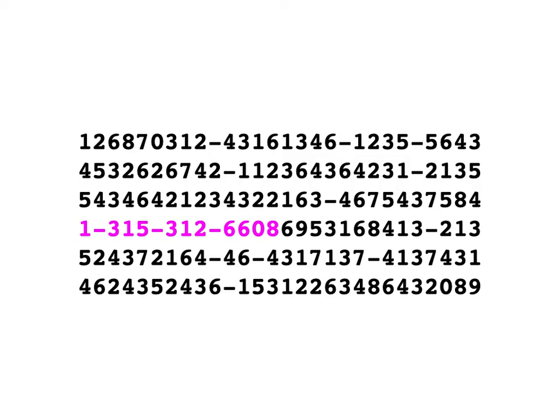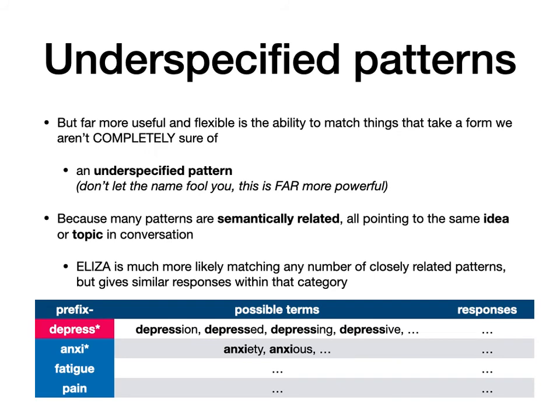You know the underlying structure of what a phone number looks like. You don't have to know the exact digits to understand that this pattern that we're showing right here is a phone number. That's underspecified patterns. So these are just way more useful because they allow us to match entire categories of things that are maybe more connected to each other, right? And we don't have to be completely sure of the exact form it'll take.